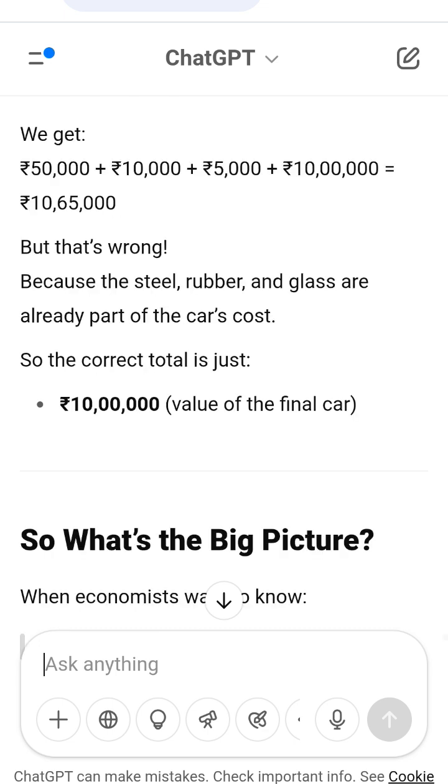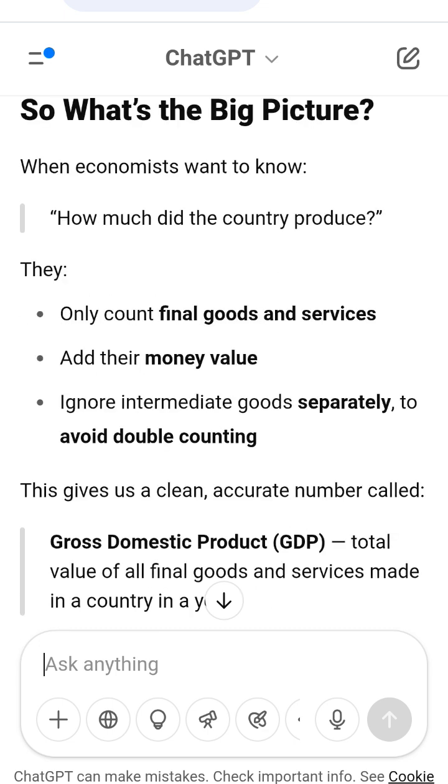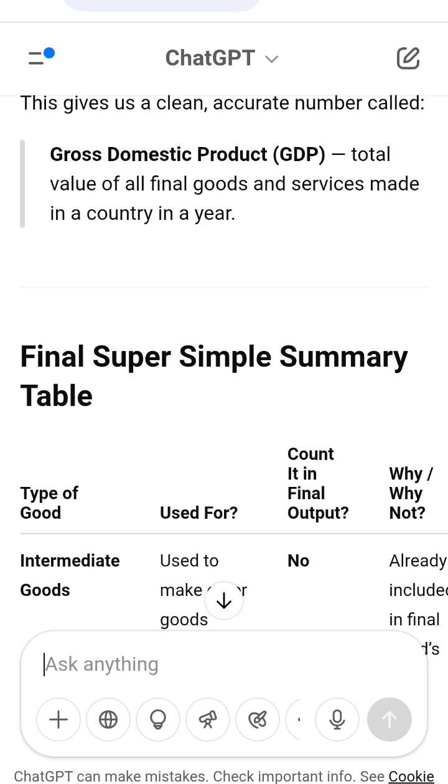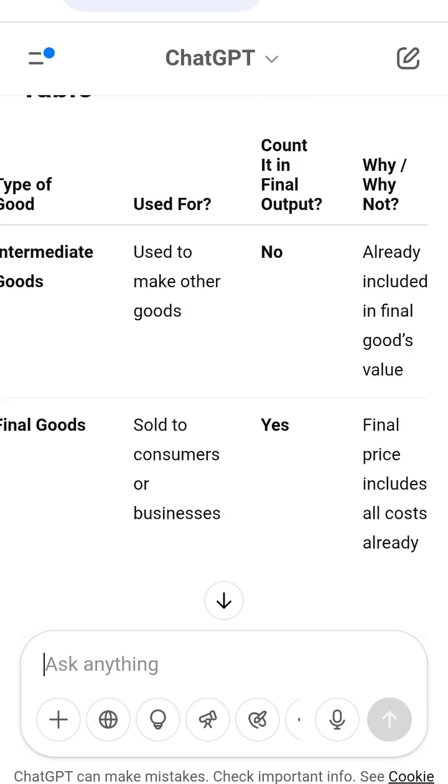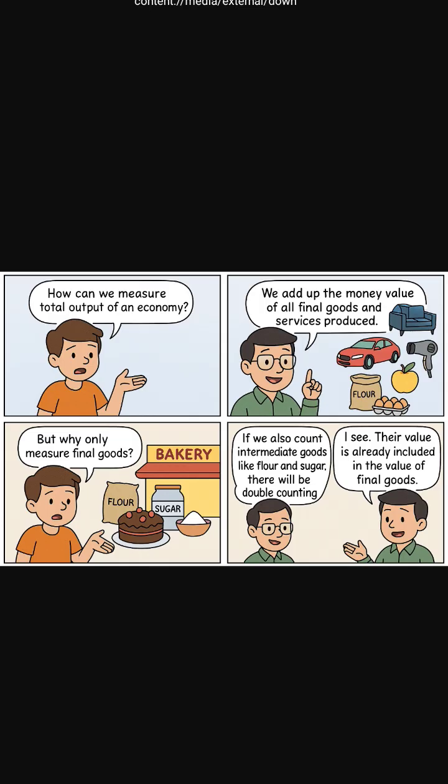Final super simple summary table: type of good, used for, count it in final output. Intermediate goods, used to make other goods. No, already included in final goods value. Final goods, sold to consumers or businesses. Yes. Final price includes all costs already covered.